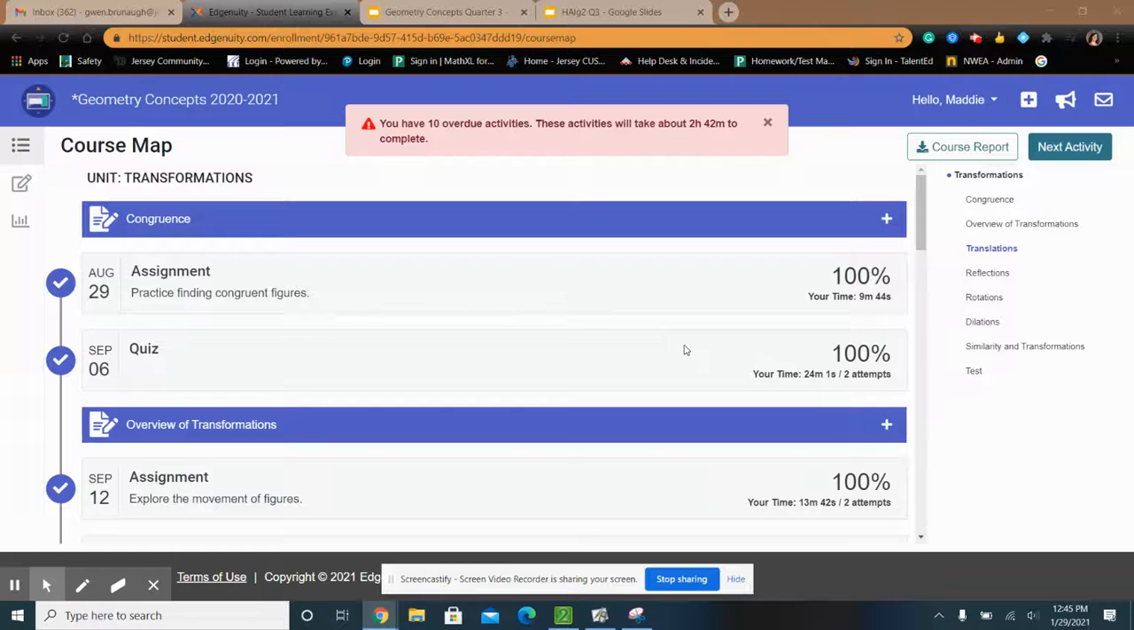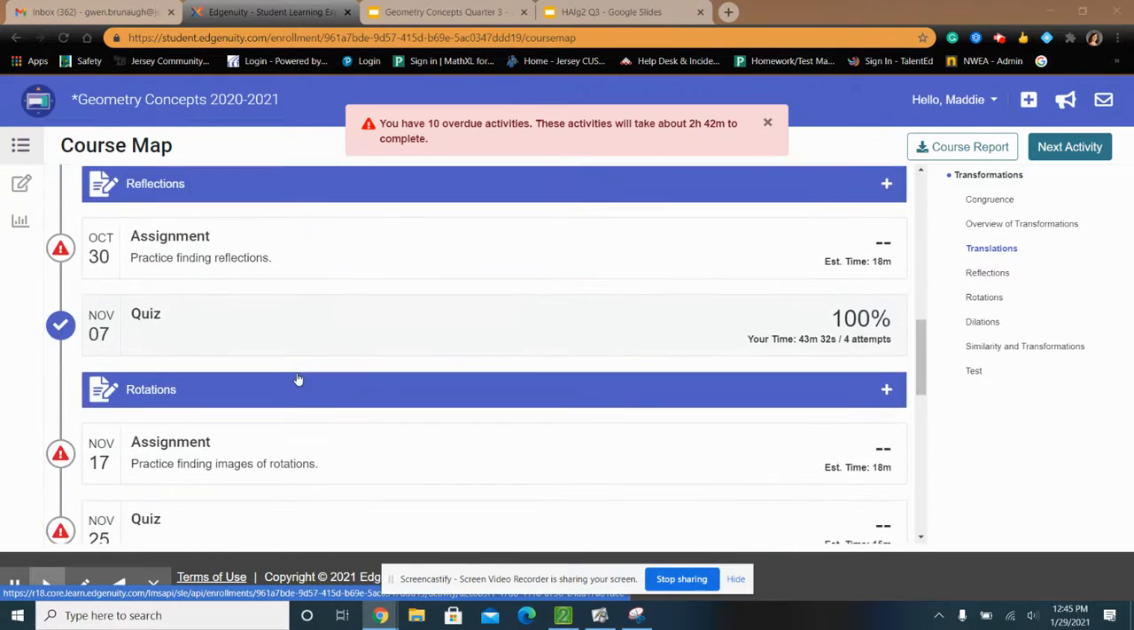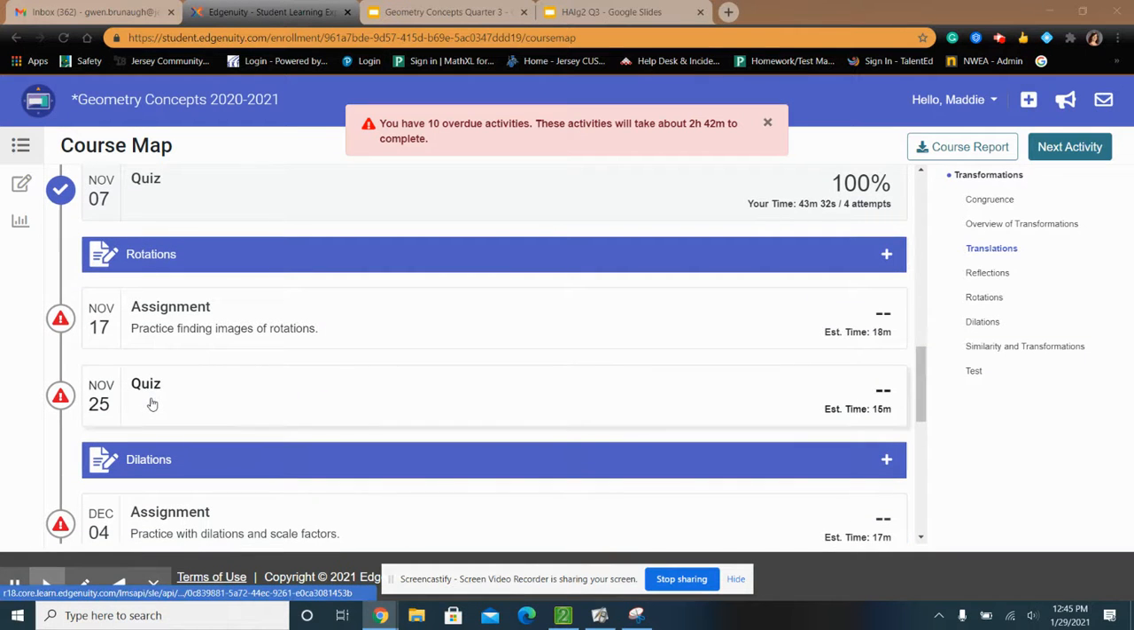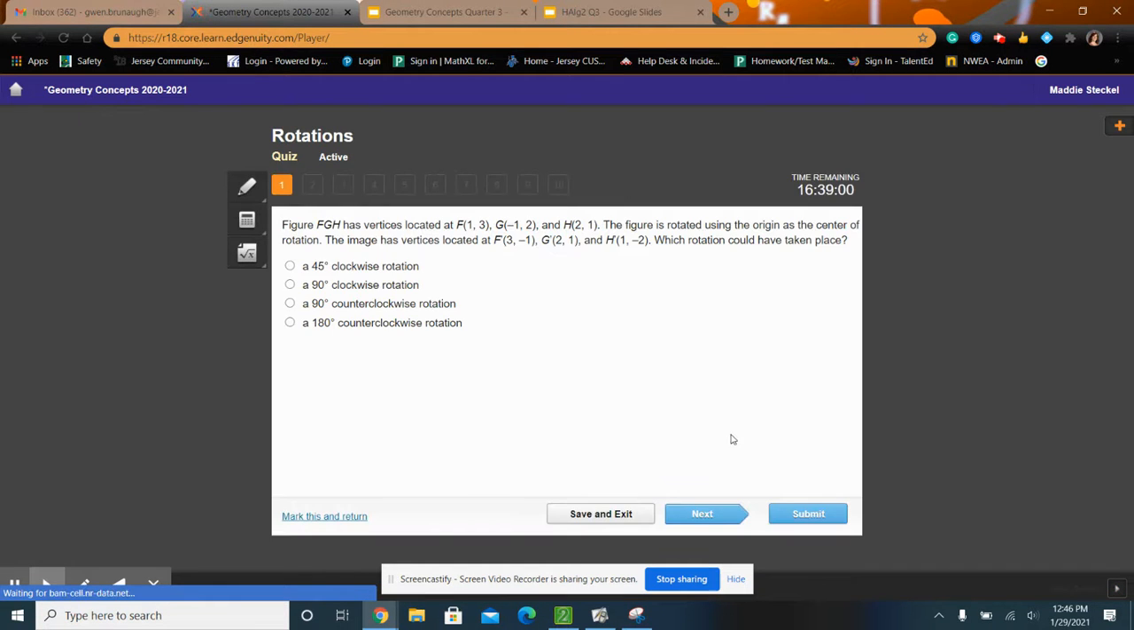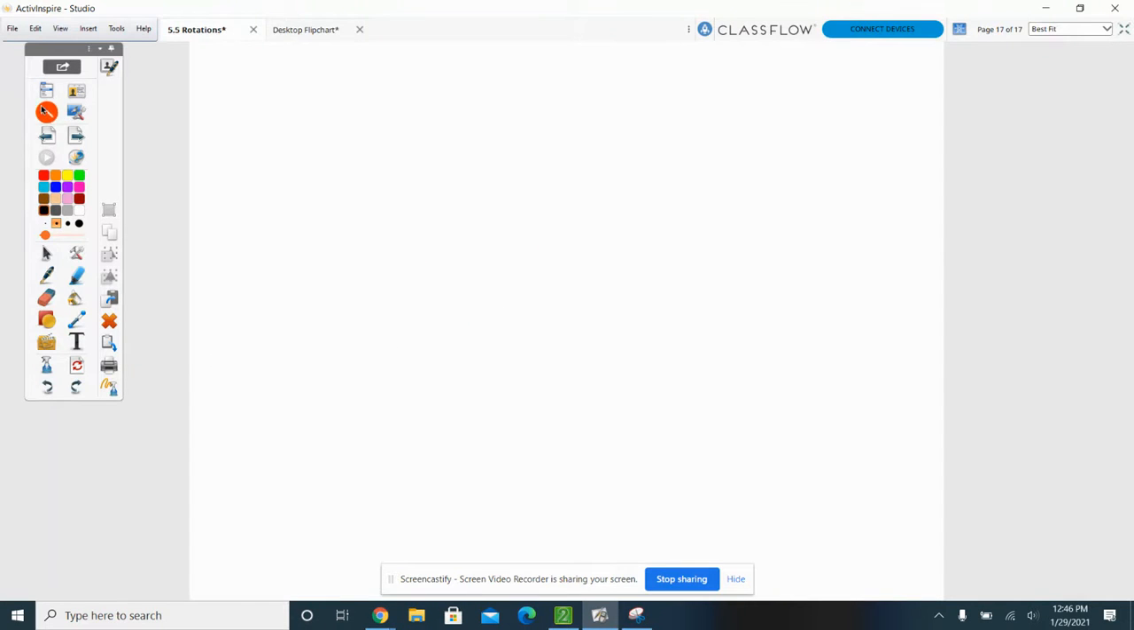Hi guys, we're going to do quiz help for the section on congruence. We're going to go all the way down here to rotations. So rotations, this is going to be the quiz help. Okay, so here's what's going to happen. Let's see if I can get my stuff going here.